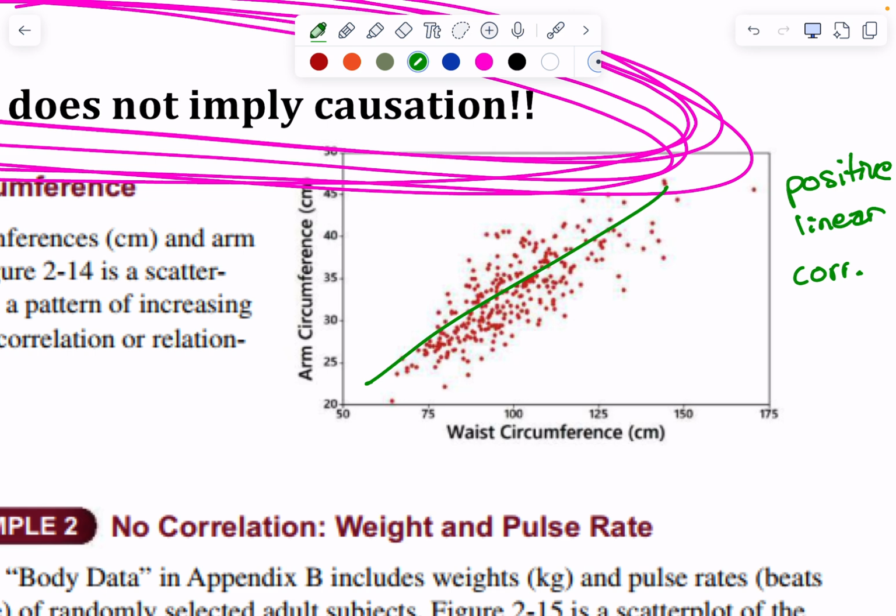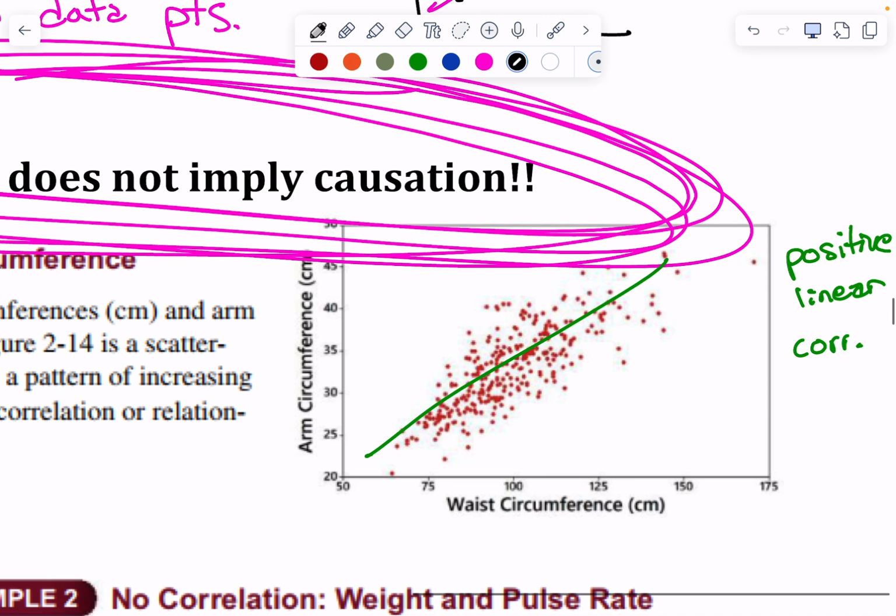Now, we are going to have some weird anomalies that happen, right? You have those bodybuilders that are super skinny right here, and their arms are massive. True? Those are going to be the people, let me find a dot, that are right here. These are my bodybuilders. That dot that's way up here at the top has a high arm circumference, but a fairly low waist circumference, right? Those are my bodybuilders, okay?